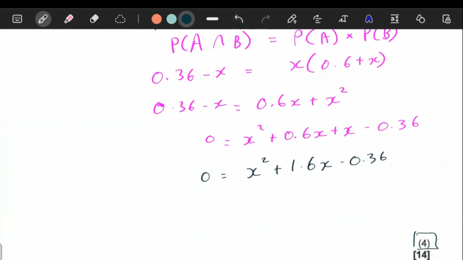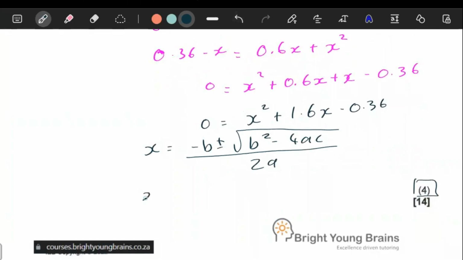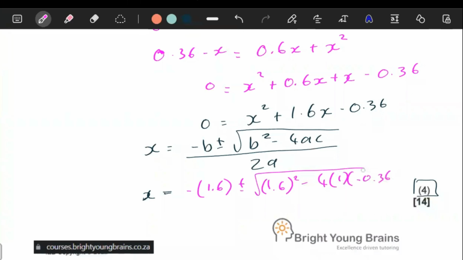You see? Now, let's put all this into the quadratic formula, because why not? Minus b plus or minus the square root of b squared minus 4ac, the whole thing over 2a. So this is obviously showing you the idea that maths is just maths. There's nothing that is restricted to a specific topic. So b here is 1.6, and you have 1.6 squared minus 4. The a value is a 1, c value is negative 0.36, and the a value here is a 1.